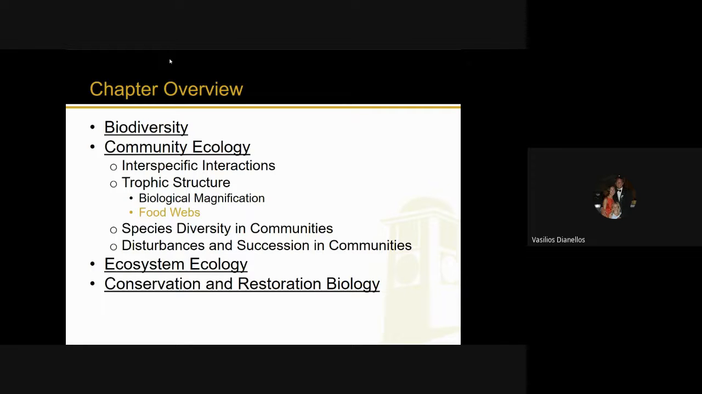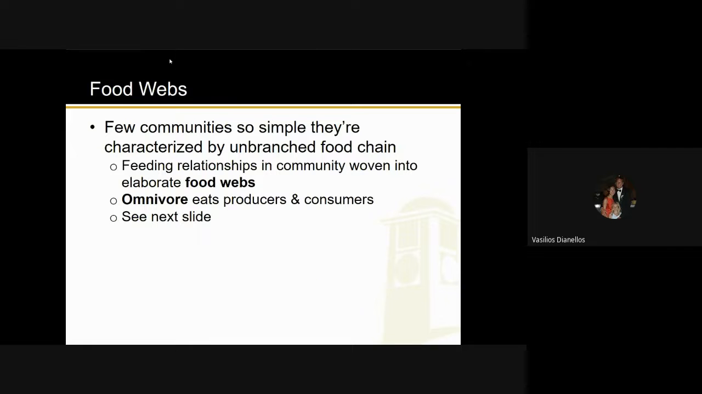I like talking about food webs more than food chains, because food chains are just the most simple representation of how things work that you can provide. Food webs are a step up. They're a little bit more complicated. They're a little bit more realistic and less simplistic.